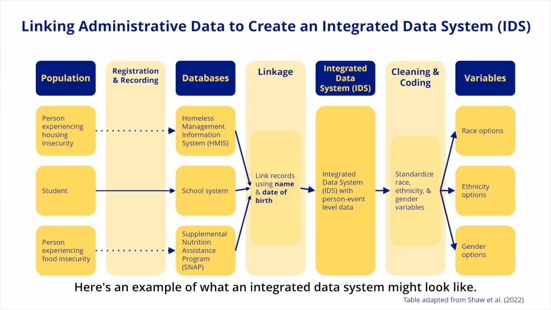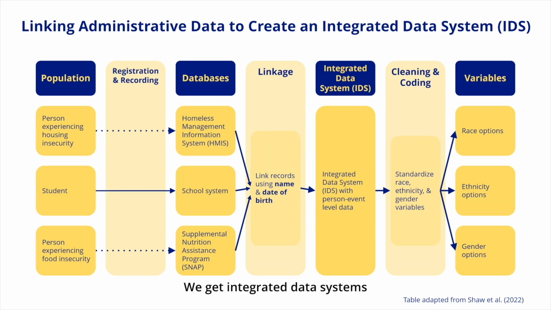Here's an example of what an integrated data system might look like. We get integrated data systems by linking together multiple administrative data systems. Thinking about Aaron, we know that their family sought housing services early on in Aaron's life. We also know that Aaron's family intermittently received SNAP during Aaron's school age years, and we know that Aaron, as an adult, received SNAP. So Aaron appears in these different administrative data systems: school data, SNAP data, and homelessness data. In a way, Aaron is representing the population on the left: people experiencing homelessness, students, and people experiencing food insecurity.